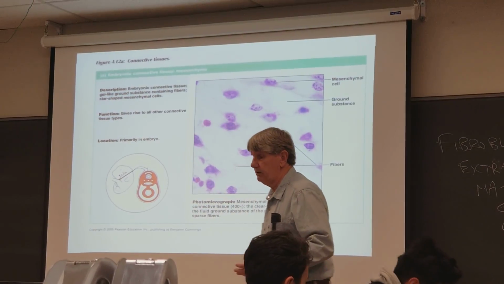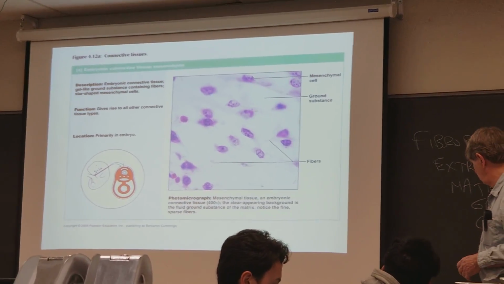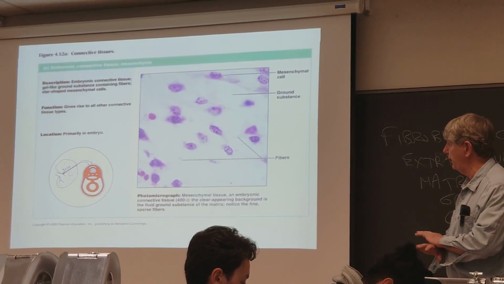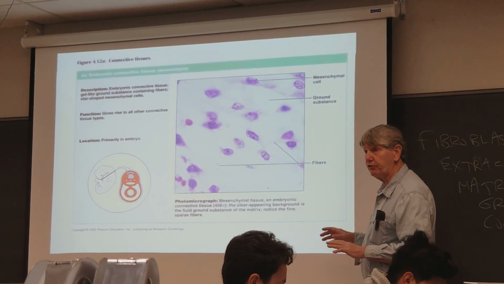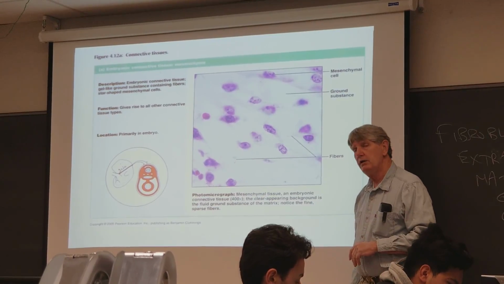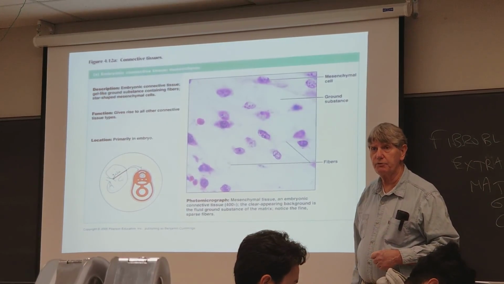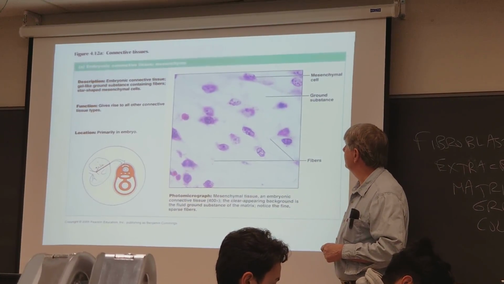Now, the thing about embryonic is, again, it's only in the embryo structure. And so basically what we have right here is a fairly uniform array of matrix material. You can see right there, it has fibers in it, but they're pretty unprevalent at this particular time, so not very apparent.